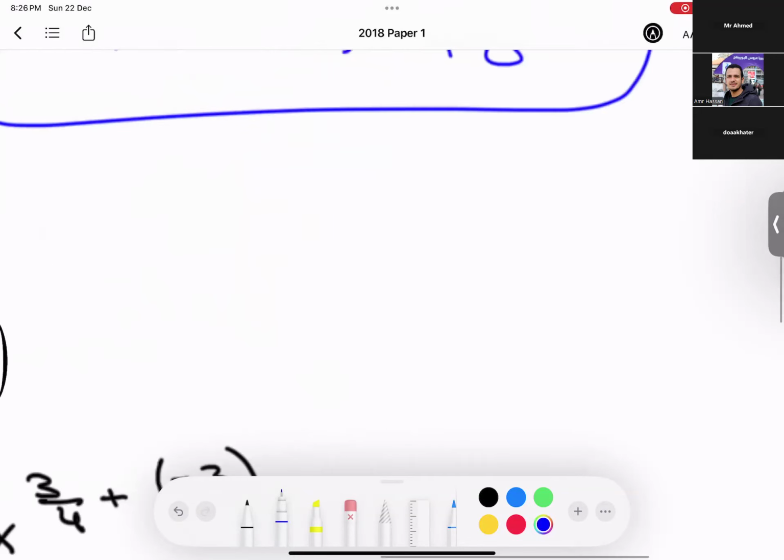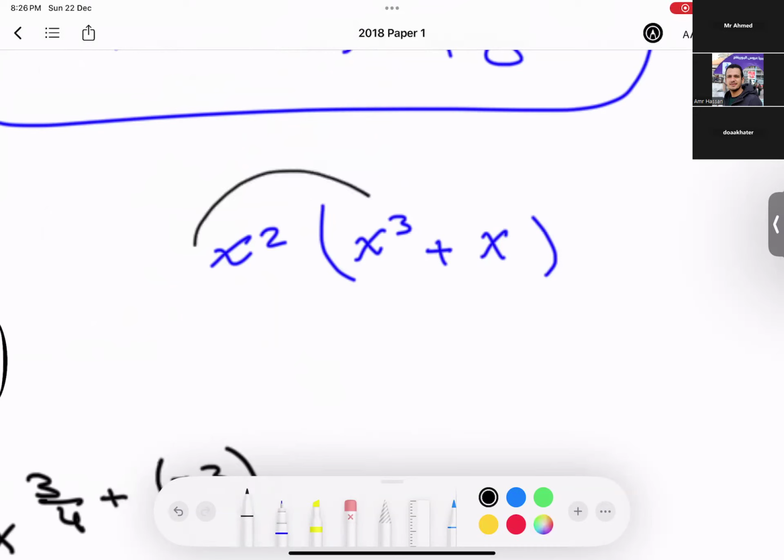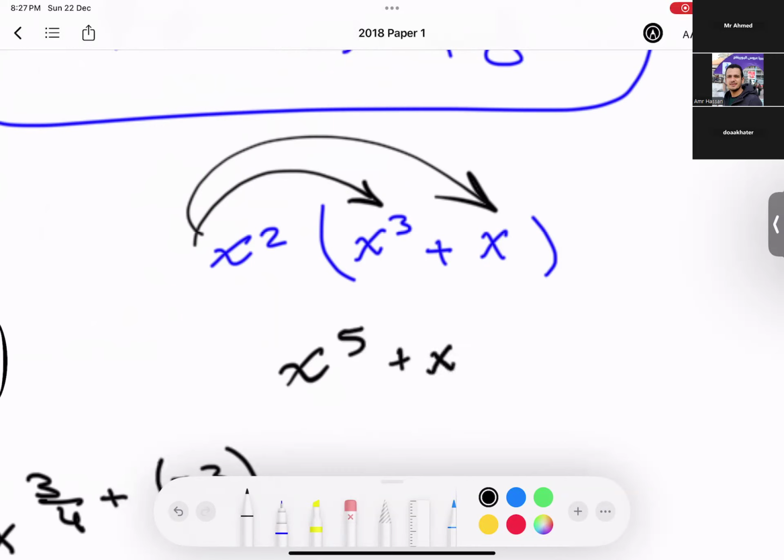Okay, listen. What if you have x squared multiplied with x to the power 3 plus x to the power of 1? How could I solve it? So the first thing, I need to distribute it, right? Yeah. So this one is x to the power of, what do you think? 5. Yeah. And then this one is 1, right? Yeah, so it's going to be x to the power 3, right?